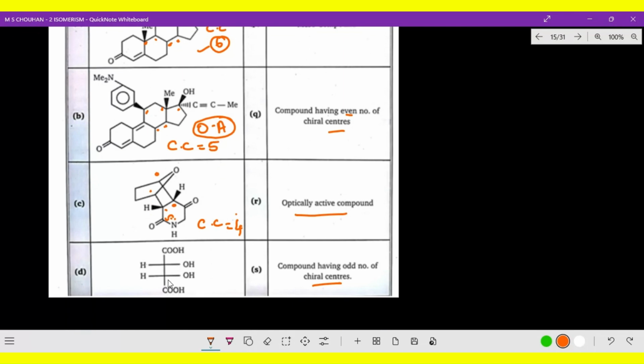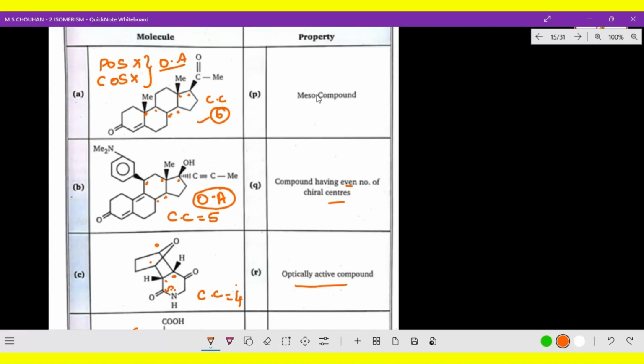COOH, it's a meso compound, because the same groups are attached to the carbons. Meso means a minimum of 2 chiral centers has to be present, but identical groups are attached. So this is meso compound P, right?